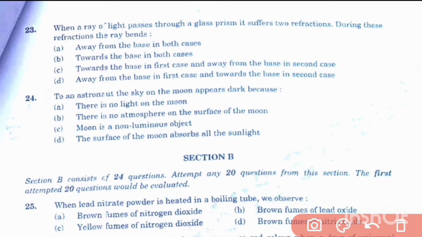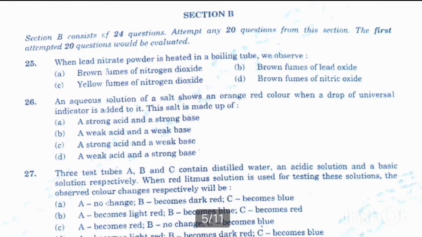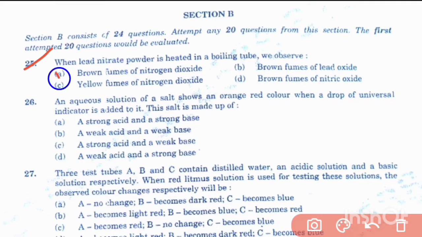So next we have section B, whose question is question number 25. When lead nitrate powder is heated in a boiling tube, we observe: option A, brown fumes of nitrogen dioxide. B, brown fumes of lead oxide. C, yellow fumes of nitrogen dioxide. D, brown fumes of nitric oxide. This question is again from an activity. So we know the correct answer is brown fumes of nitrogen dioxide are observed.